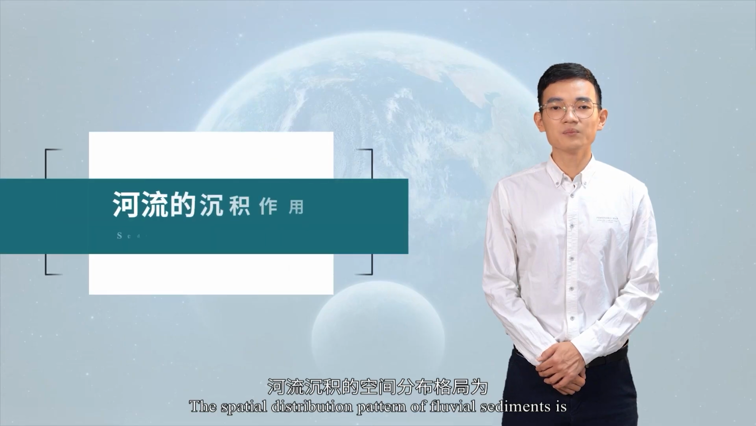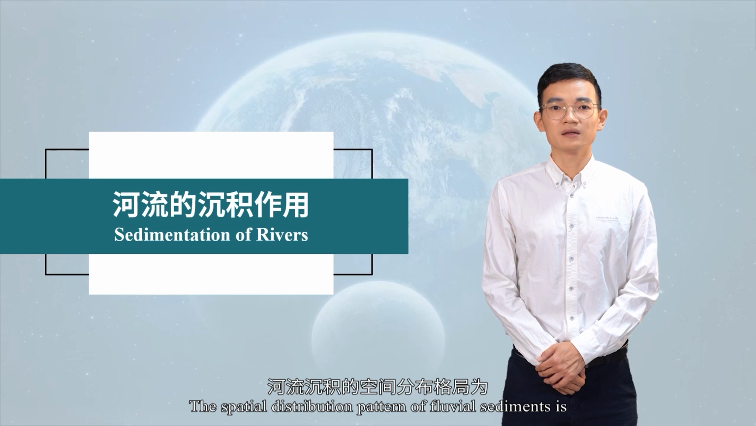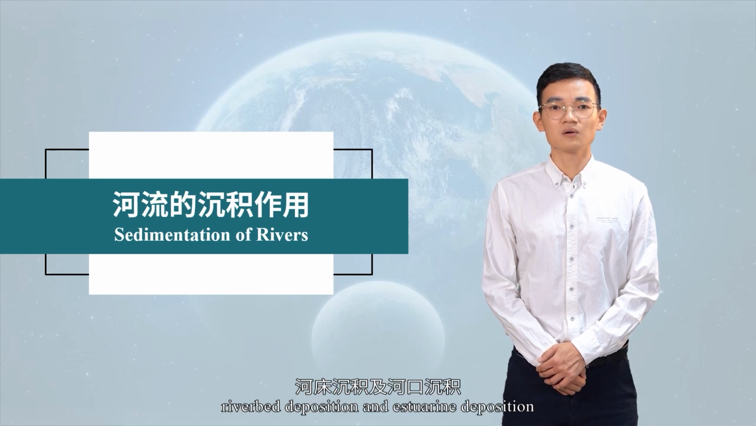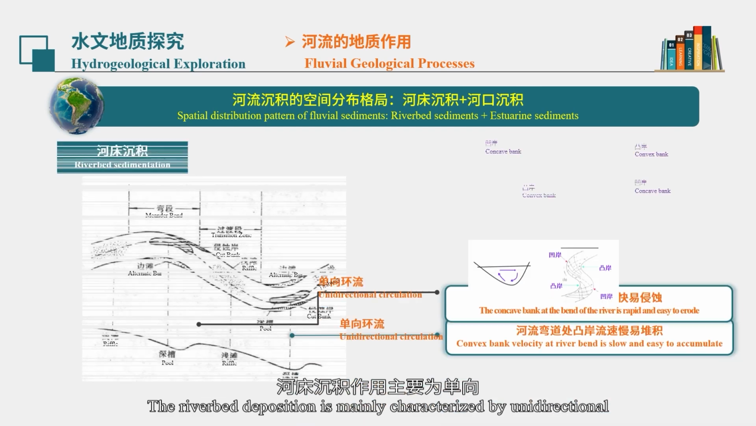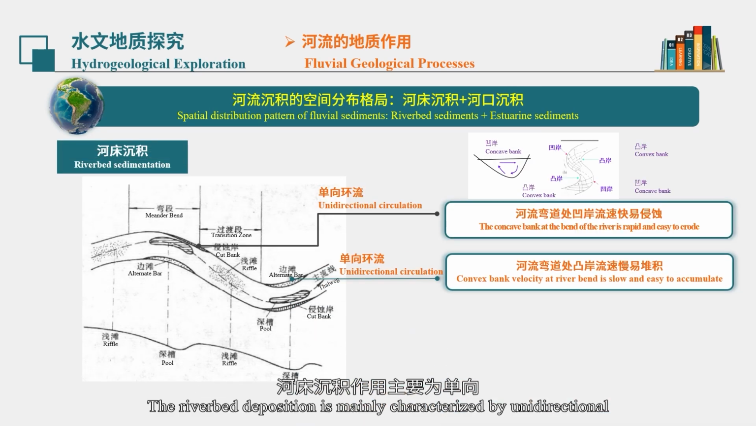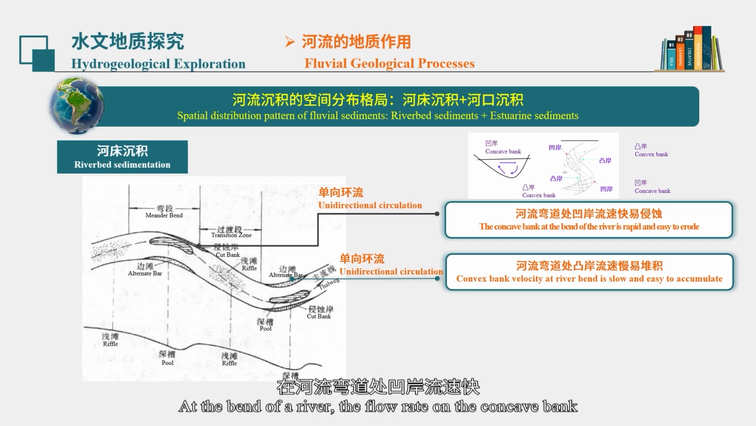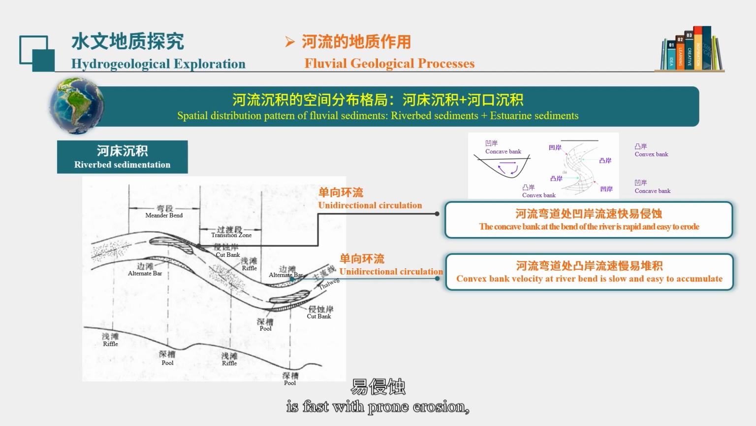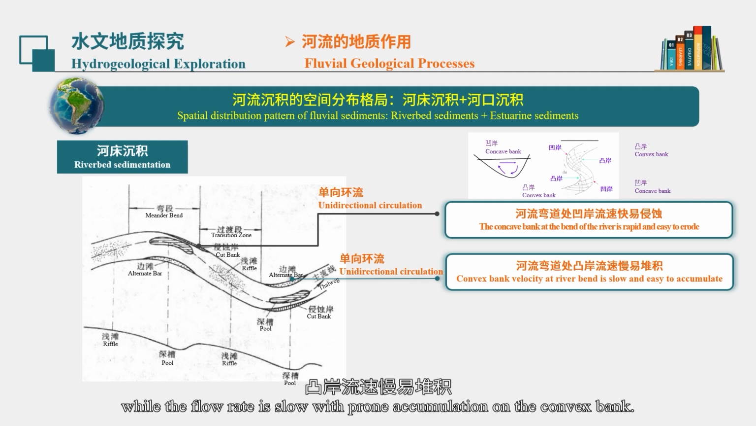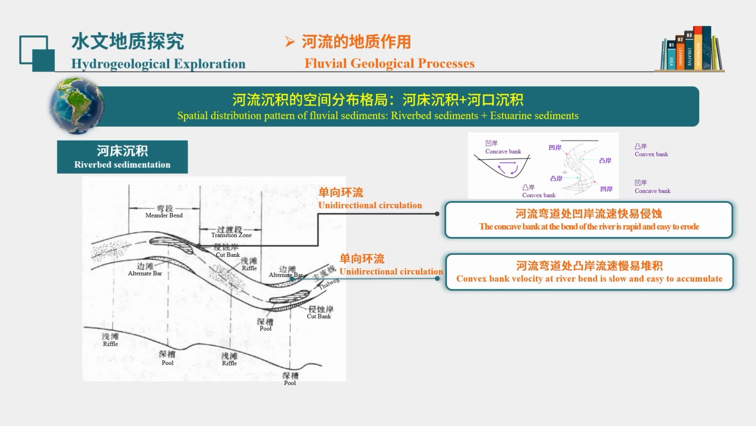The spatial distribution pattern of fluvial sediments is riverbed deposition and estuarine deposition. The riverbed deposition is mainly characterized by unidirectional and bidirectional circulation. At the bend of a river, the flow rate on the concave bank is fast with prone erosion, while the flow rate is slow with prone accumulation on the convex bank. This is known as unidirectional circulation.